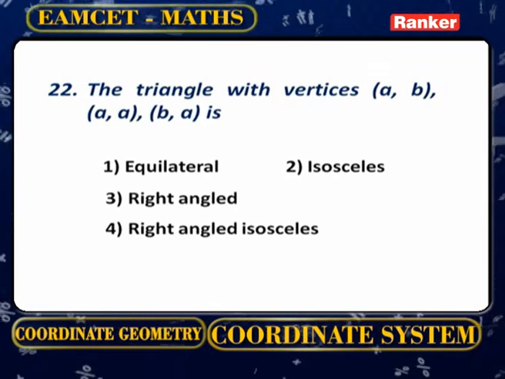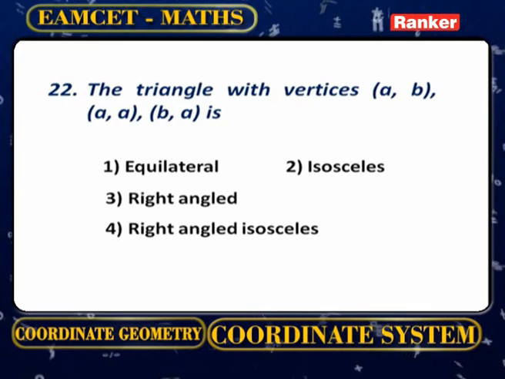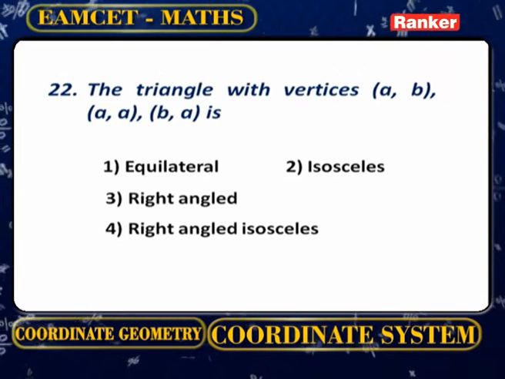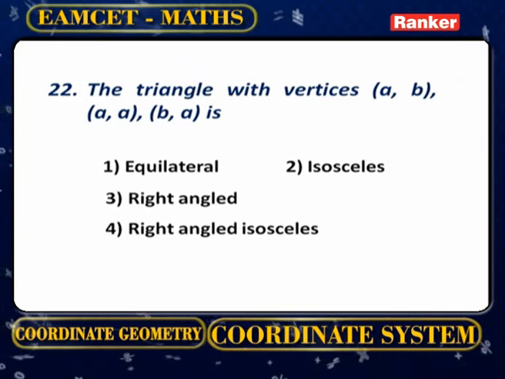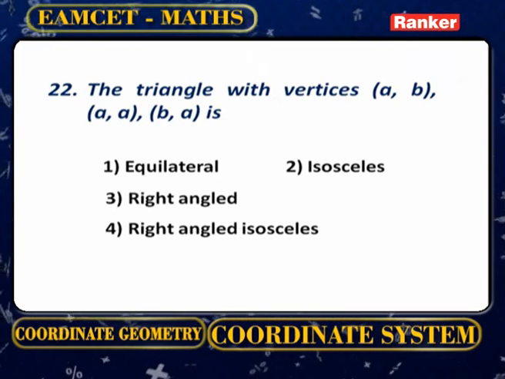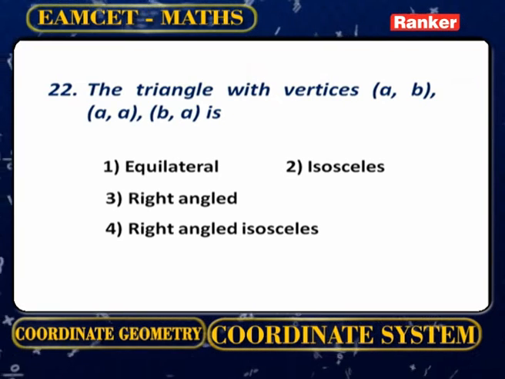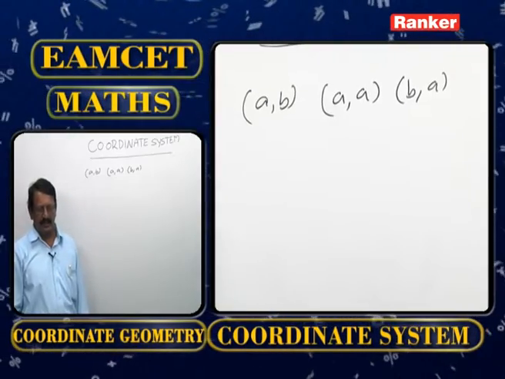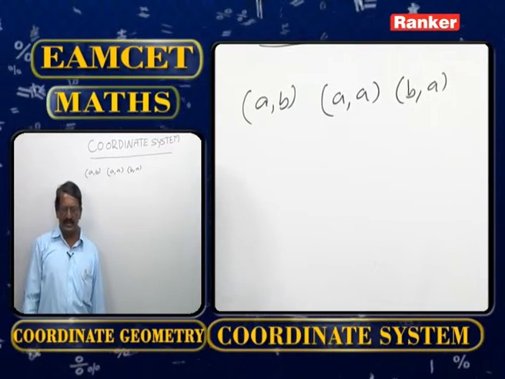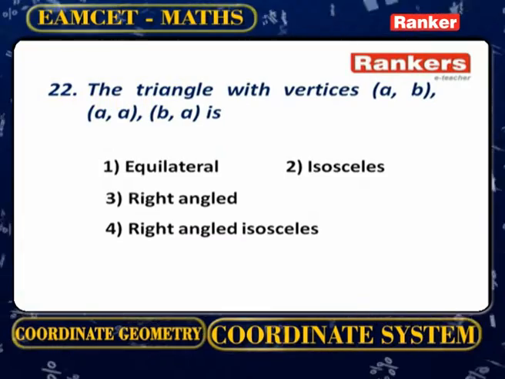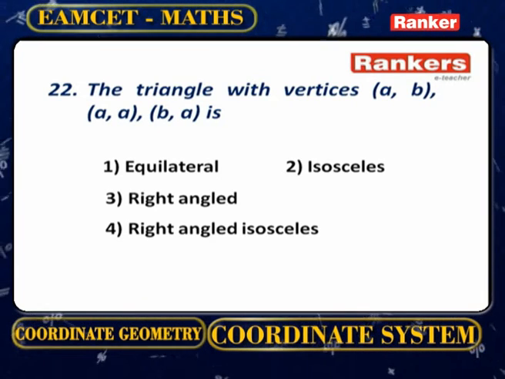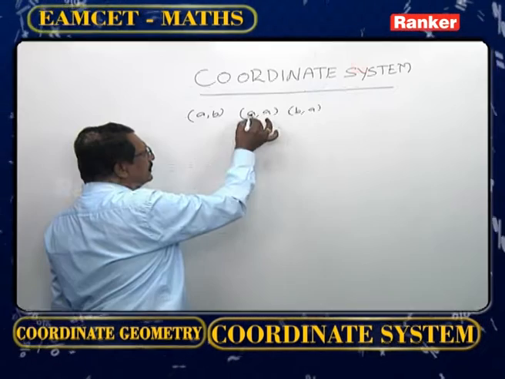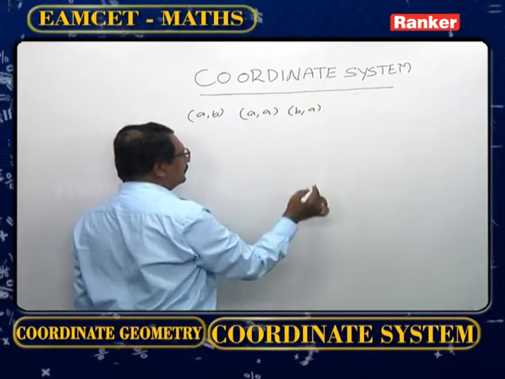The triangle with vertices (a, b), (a, a), (b, a) is: equilateral triangle, isosceles triangle, right angled isosceles, or right angled triangle. Now the points are (a, b), (a, a), (b, a).